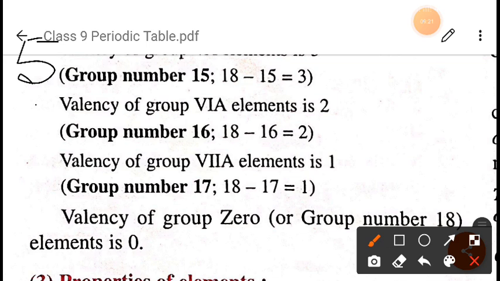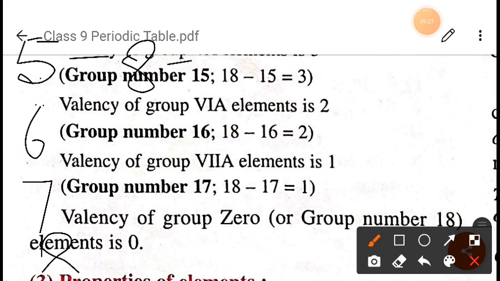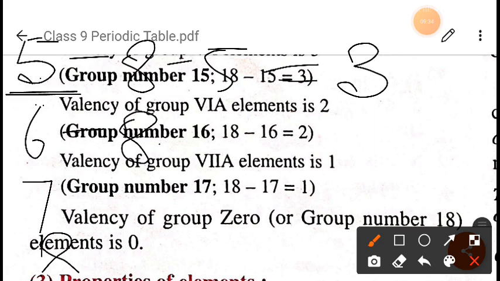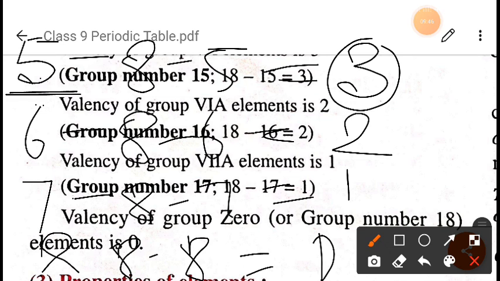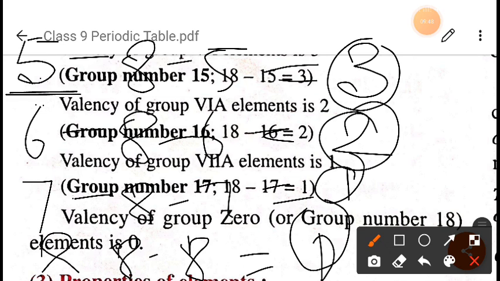So if there are 5 electrons in the valence shell, or 6 or 7 or 8, at that time it will be 8 minus 5, it will be 3. The valency will be 3 for this. And for this, 8 minus 6, it will be 2. And for this, 8 minus 7, it will be 1. And for this, 8 minus 8, it will be 0, right? So in this way also we can find out the valencies of a particular element.